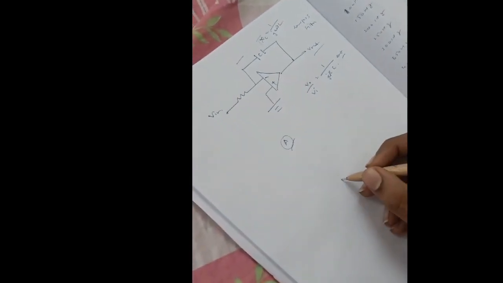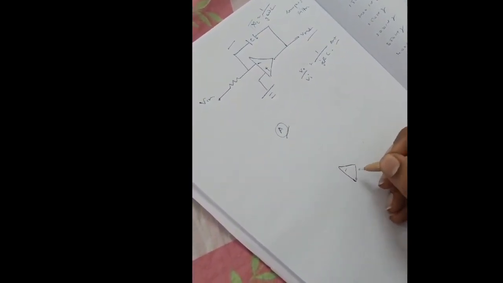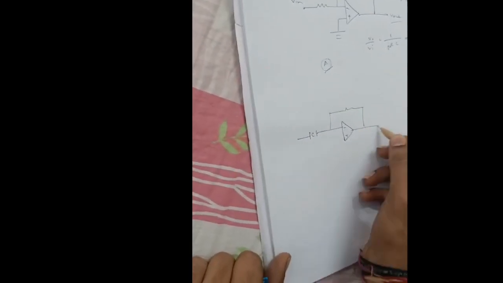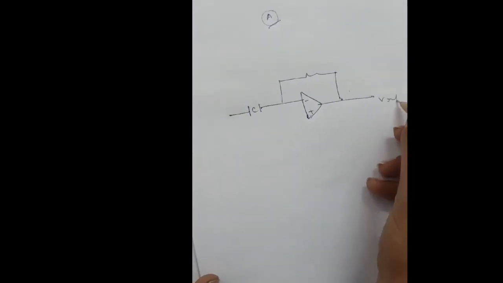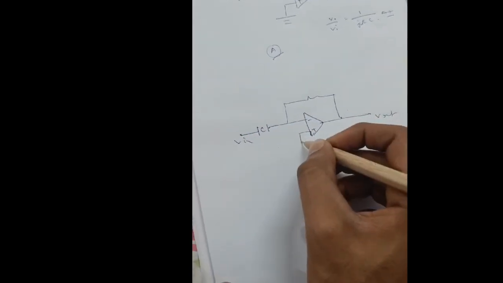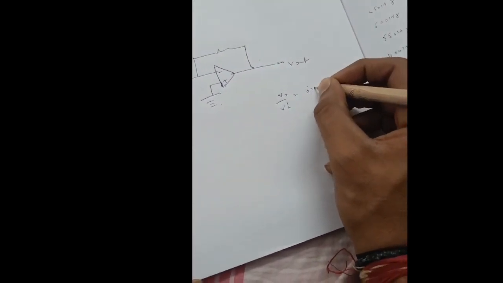Let's see why the differentiator circuit acts as a high pass filter. In the case of a differentiator circuit, we'll draw the circuit diagram. This is the op amp, with the inverting and non-inverting pins. Here we'll have the capacitor, and the resistor is given as feedback, and the non-inverting pin is connected to ground. Now in this case, what will be the transfer function? This is equal to j omega R C.